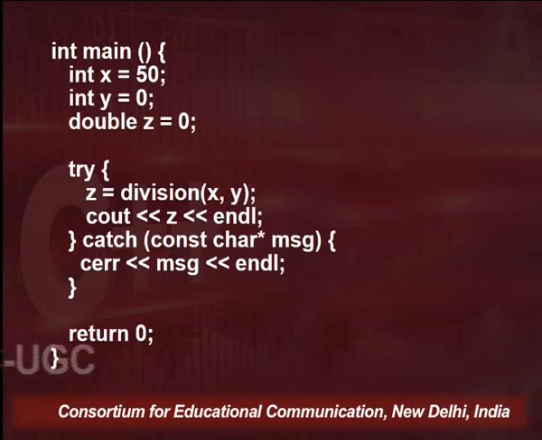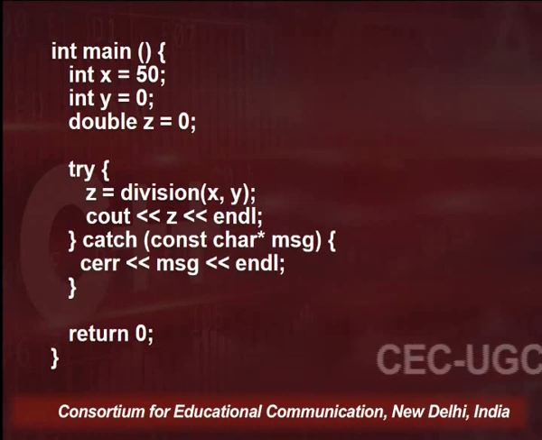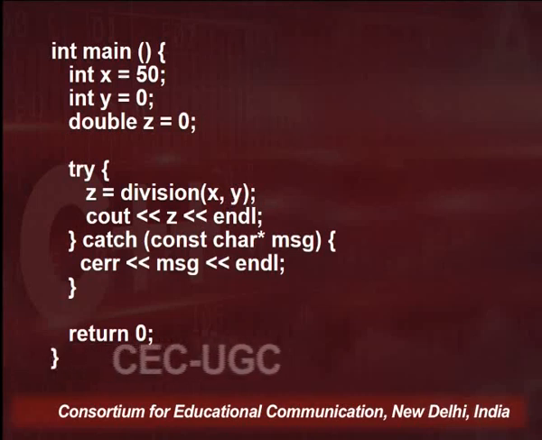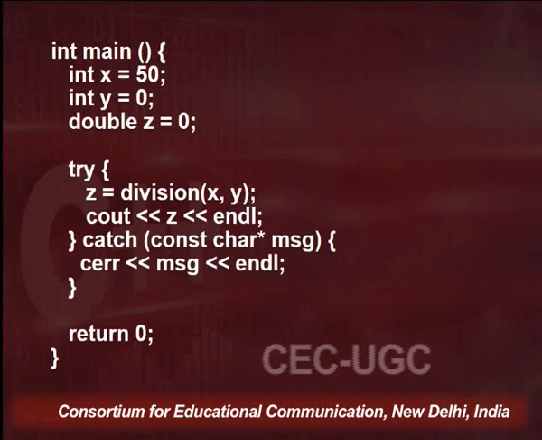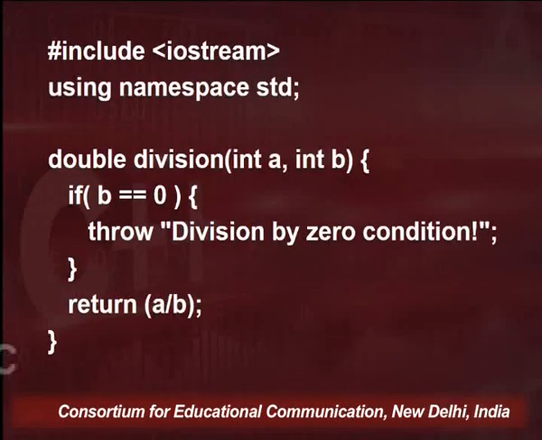Let's say the execution started, and execution always starts with main. So in main x is equal to 50, y is equal to 0, and when within the try block z is equal to division x comma y, this will call the previous function, and within this function the value of b becomes equal to 0 by virtue of y, and it is going to throw division by 0 condition.